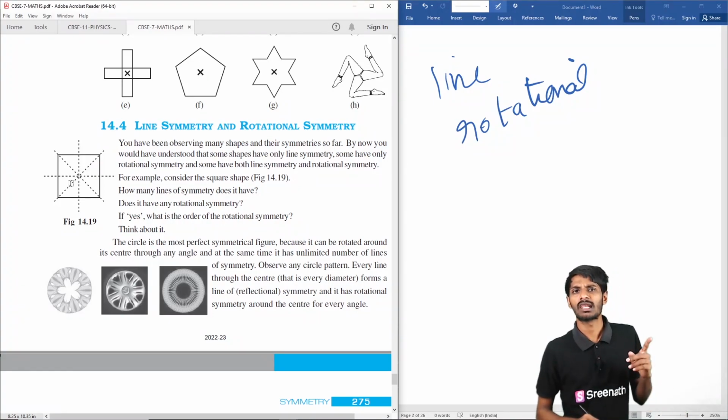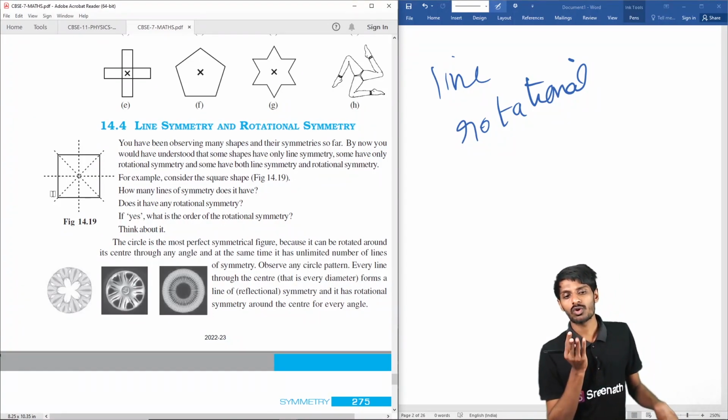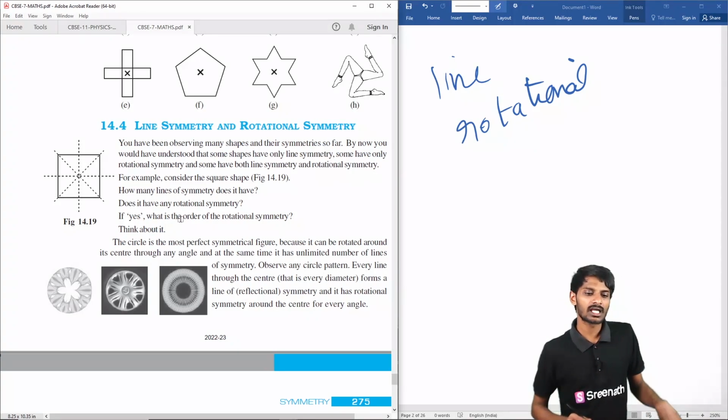It has line symmetry, four lines of symmetry, and at the same time it also has rotational symmetry. The order of rotational symmetry is also 4. So that is the beauty of nature. And you will see rotational symmetry and line symmetry everywhere.